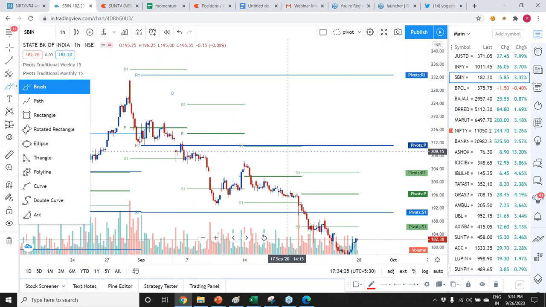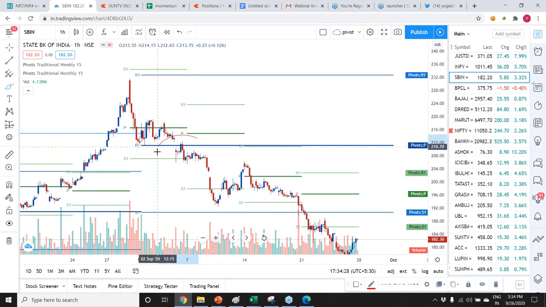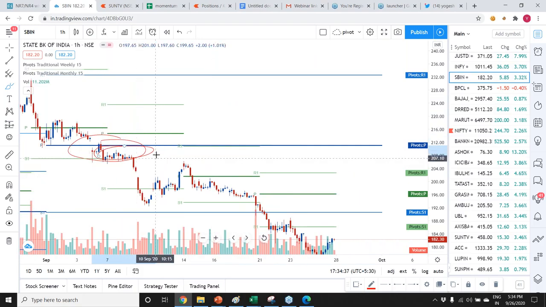Can you see here at 212? It broke monthly pivot and weekly pivot both. Now this zone, it is below monthly and weekly pivot both. So what is the view on this stock? Bearish. Can you see this fall?